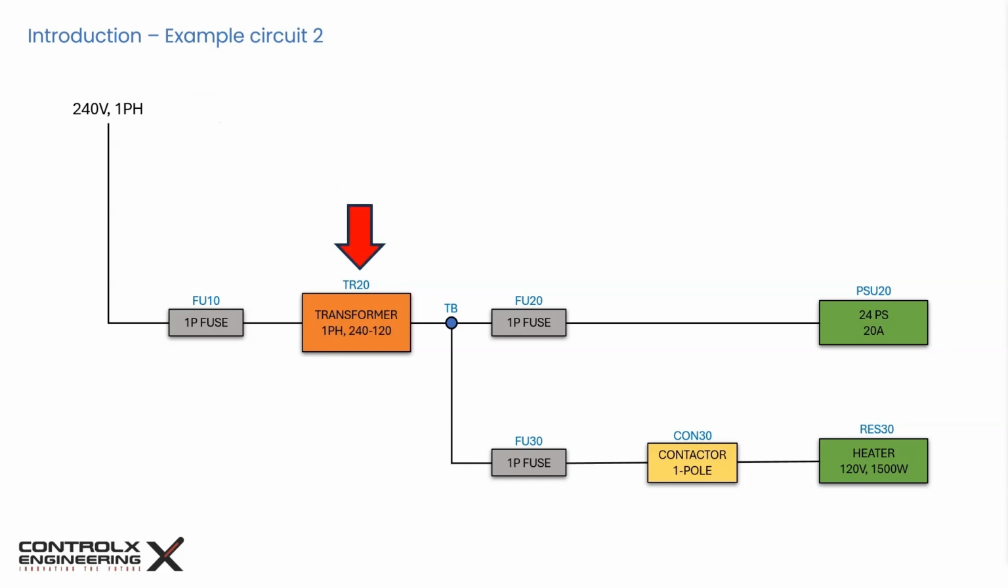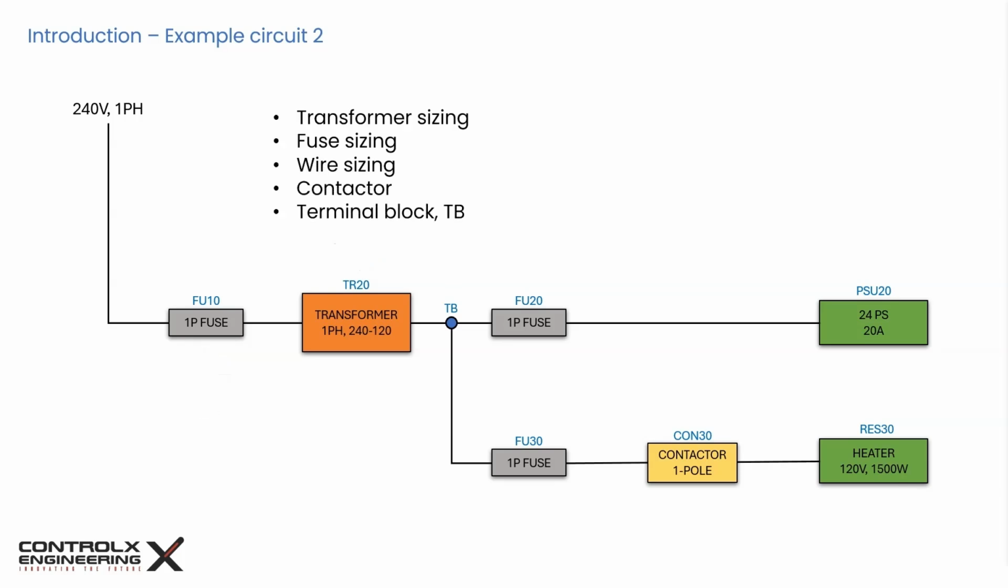Therefore, a single-phase step-down transformer is required to convert the 240 volts to 120 volts. We will need a protection fuse on the transformer's primary. For this circuit, we need to determine the following: transformer kVA rating, appropriate protection fuses, the correct wire gauges required to handle the current in our circuit, a heater contactor, and 120 volt terminal blocks marked TB.